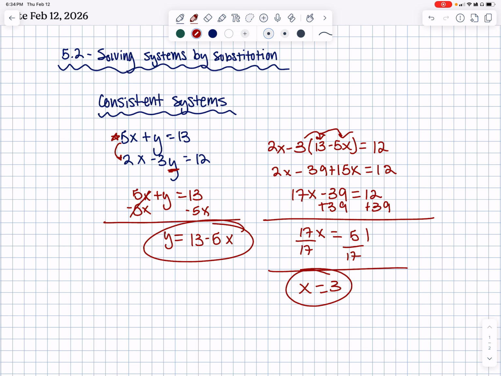We're using one equation to solve another equation, okay? This is it for this piece of it. I'm going to record another section, so just follow along.